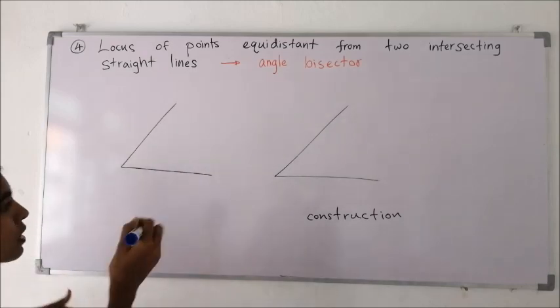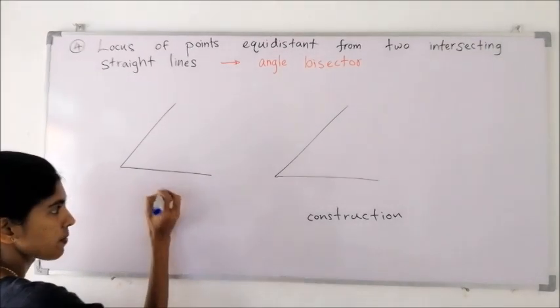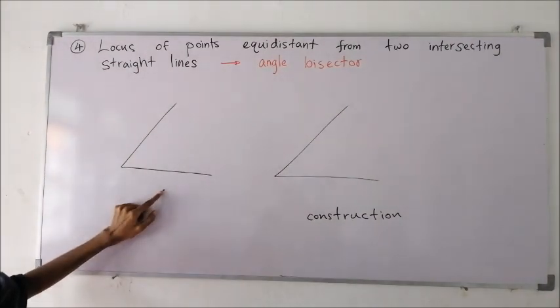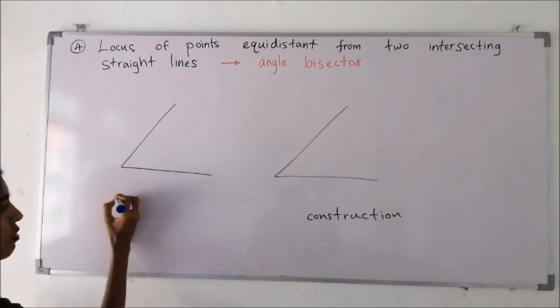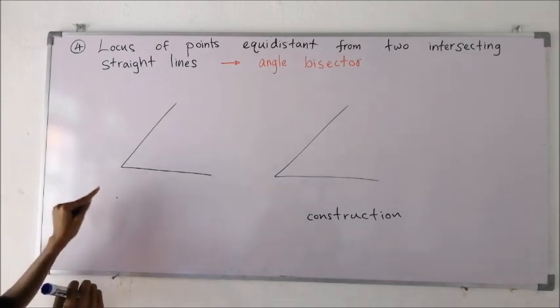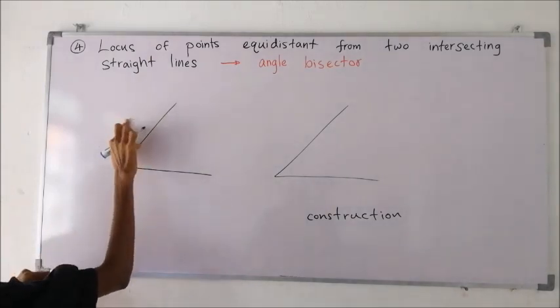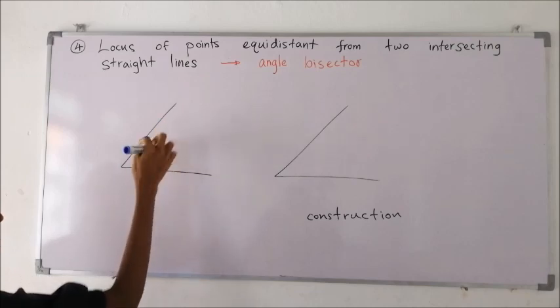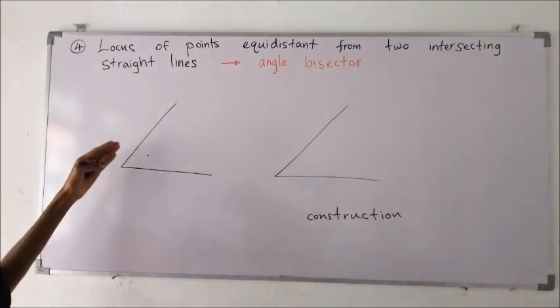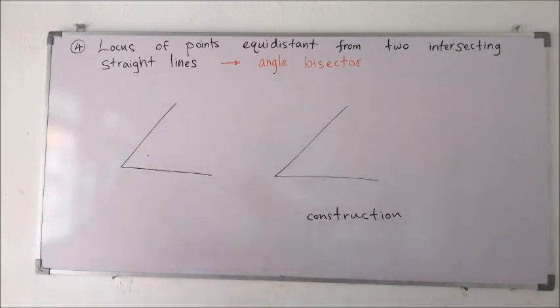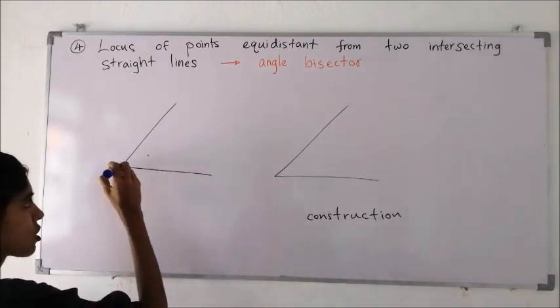Okay. When I mark a point like this, is this equidistant to these two straight lines? No. I am marking a point from here. It is also not equidistant. From here? No. From here? No. But if I am marking here, it looks like a little bit equidistant to both the straight lines. Of course, the angle bisector.